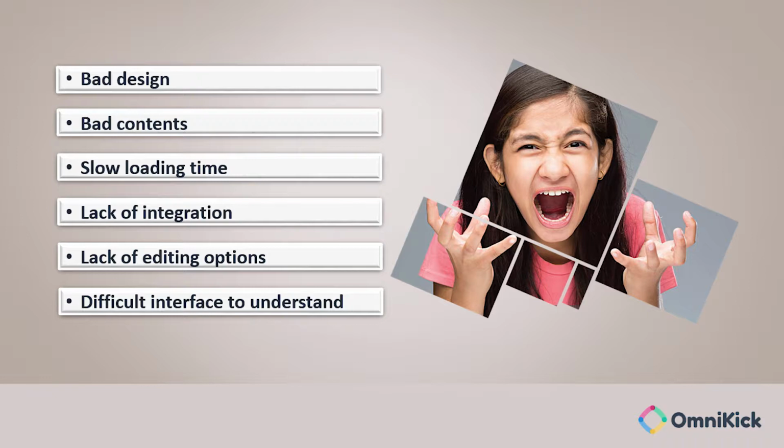And the sixth thing is a difficult interface to understand when you're editing. Now, whatever platform you're using to launch an opt-in form, if the dashboard or the system interface is too difficult to understand, it's going to take a lot of time to create an opt-in form. So, it's going to harm your campaign anyway. So that's one of the points which you need to be concerned about before you're using any opt-in form platform.